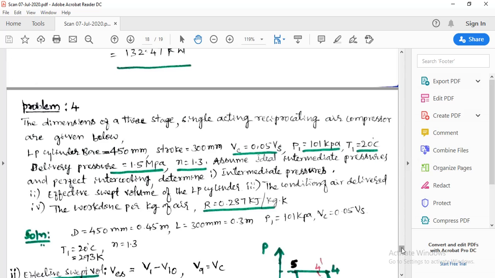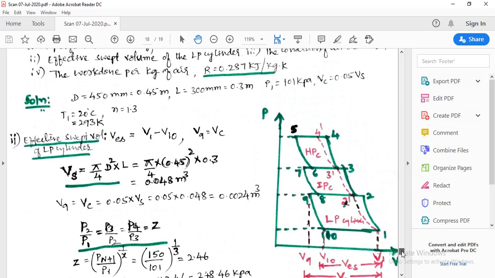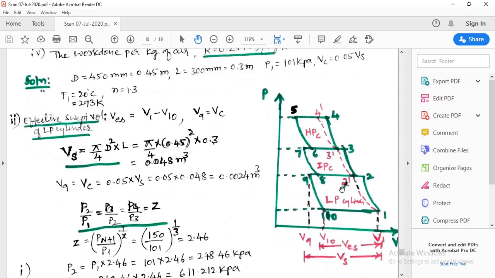So first I will explain the PV diagram here. This is the first cylinder. I have already said the first cylinder is called the LP cylinder, that is the low pressure cylinder, whose volume is always more than the other cylinders. For the first cylinder, it is V1 minus V9. V9 is the clearance volume for the first cylinder. So V1 minus V9 is the swept volume, and the effective swept volume is V1 minus V10.